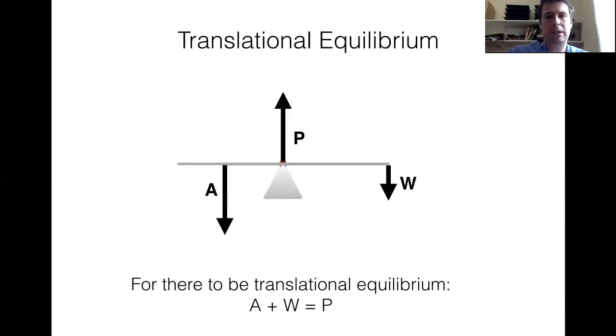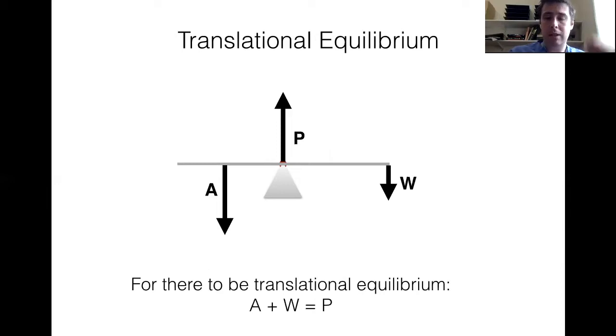However, we've also got to consider that there are forces that may apply some translational effect or cause the mass of this system to accelerate one direction or another. And in order for there to be translational equilibrium, there has to be a reactionary force at the pivot or at the hinge.